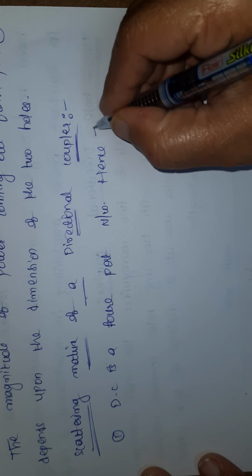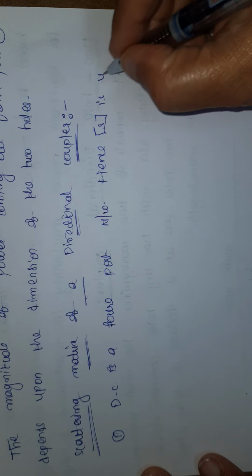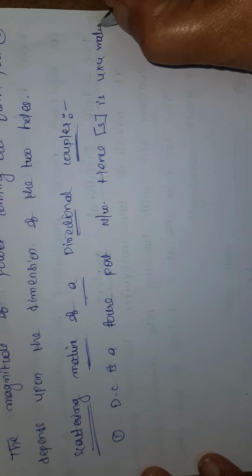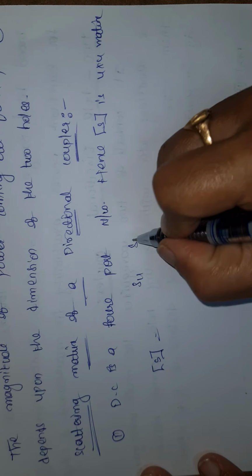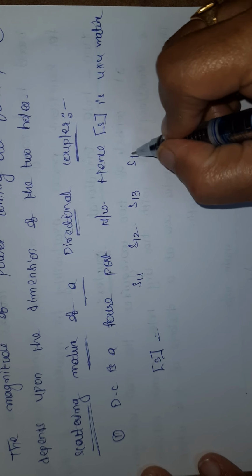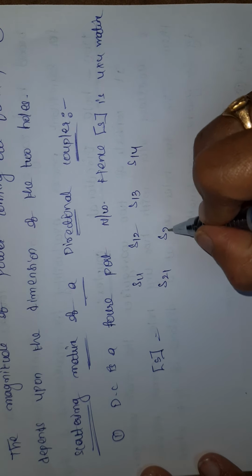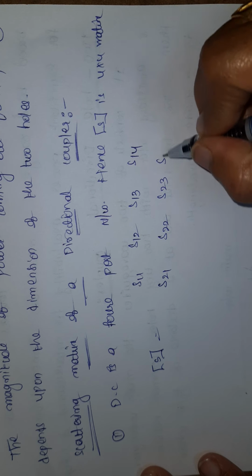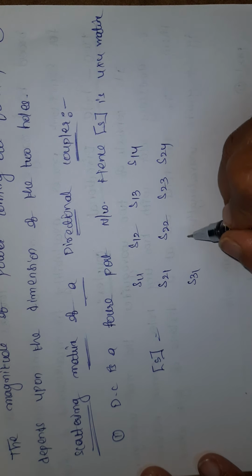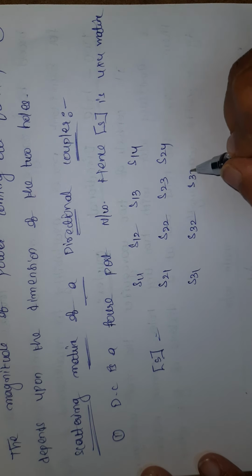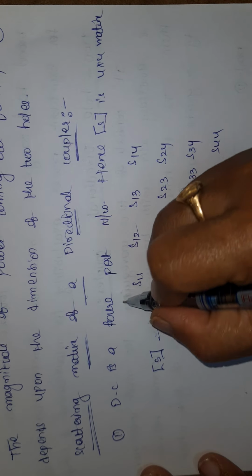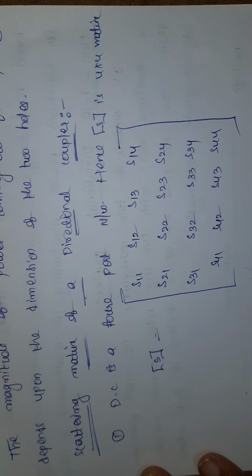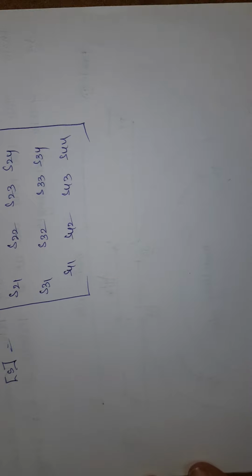hence S is a 4 by 4 matrix, and it can be written like this: S11, S12, S13, S14, S21, S22, S23, S24, S31, S32, S33, S34, S41, S42, S43, S44. This is the scattering matrix S for the directional coupler.